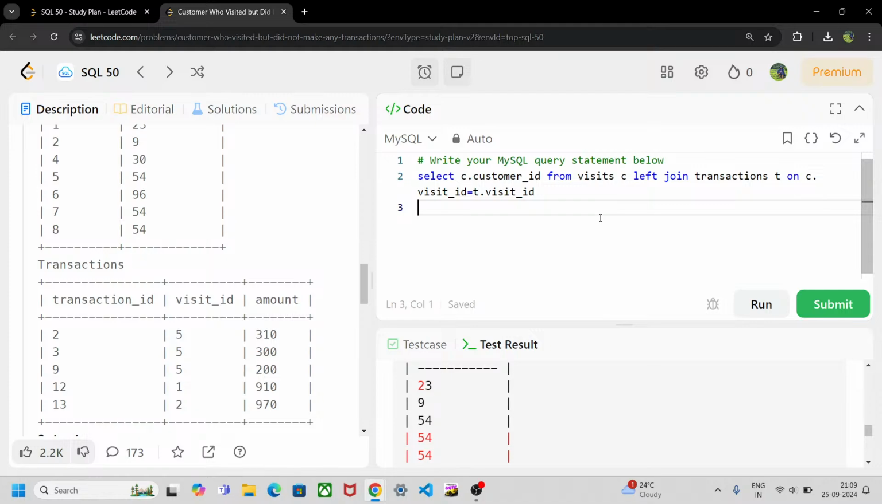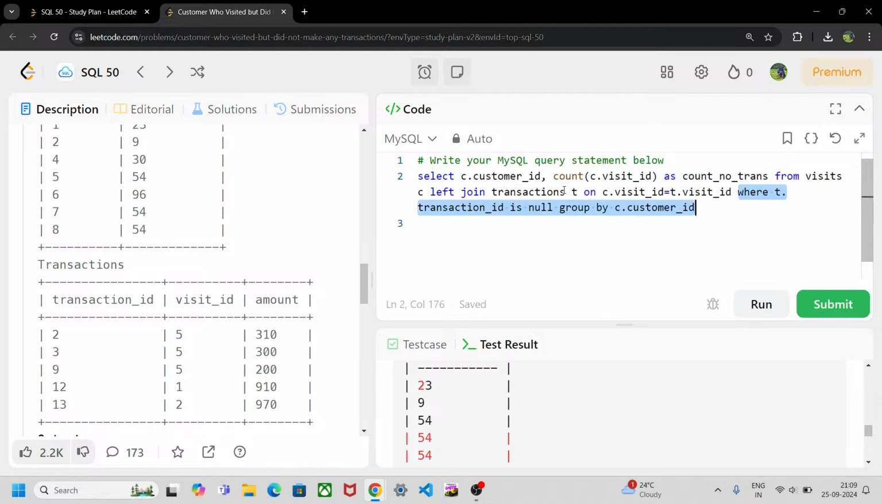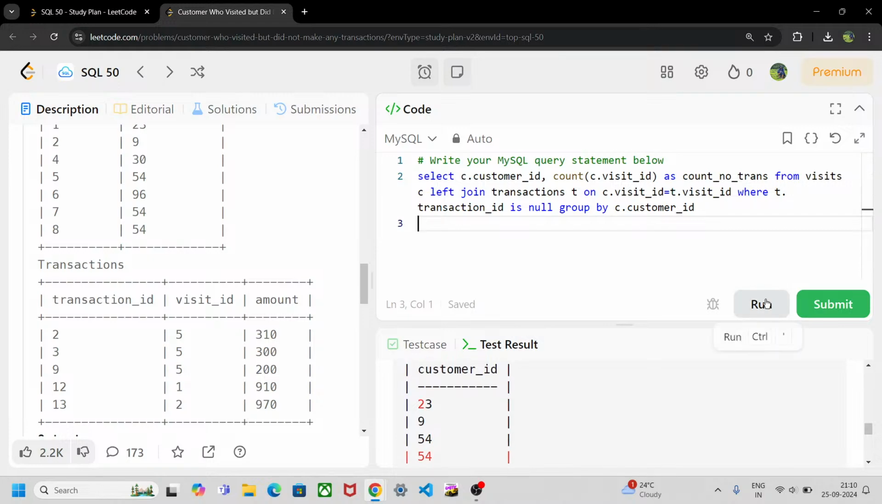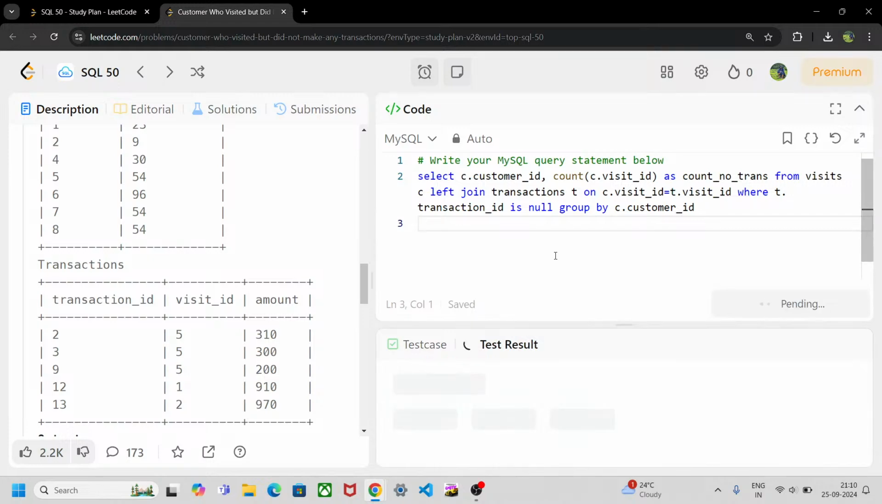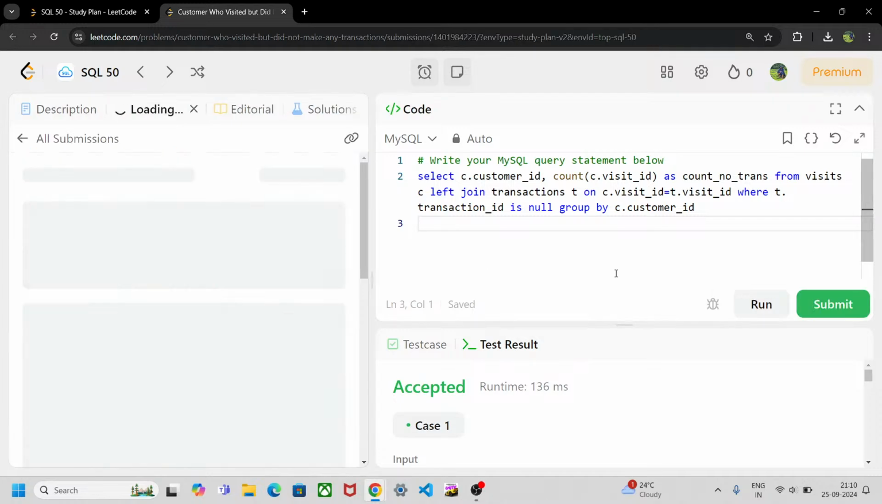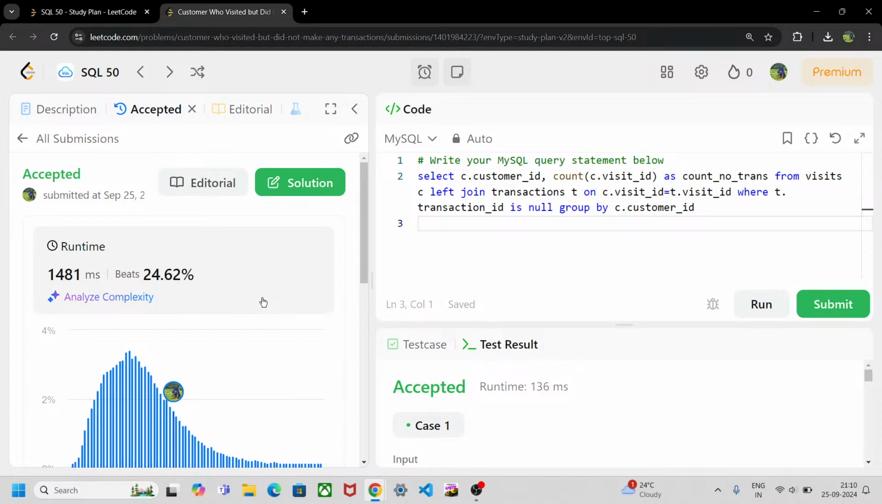Okay, and yeah, so wherever the transaction ID is null, we are grouping it, and then we are getting the output. Okay, so hope this helps, guys. Let's run this. Hope this is clear, guys. Else you can comment it out, we can try different things on Jupyter Notebook with a separate example, if you don't understand this. Okay, so yeah, our test case got submitted.